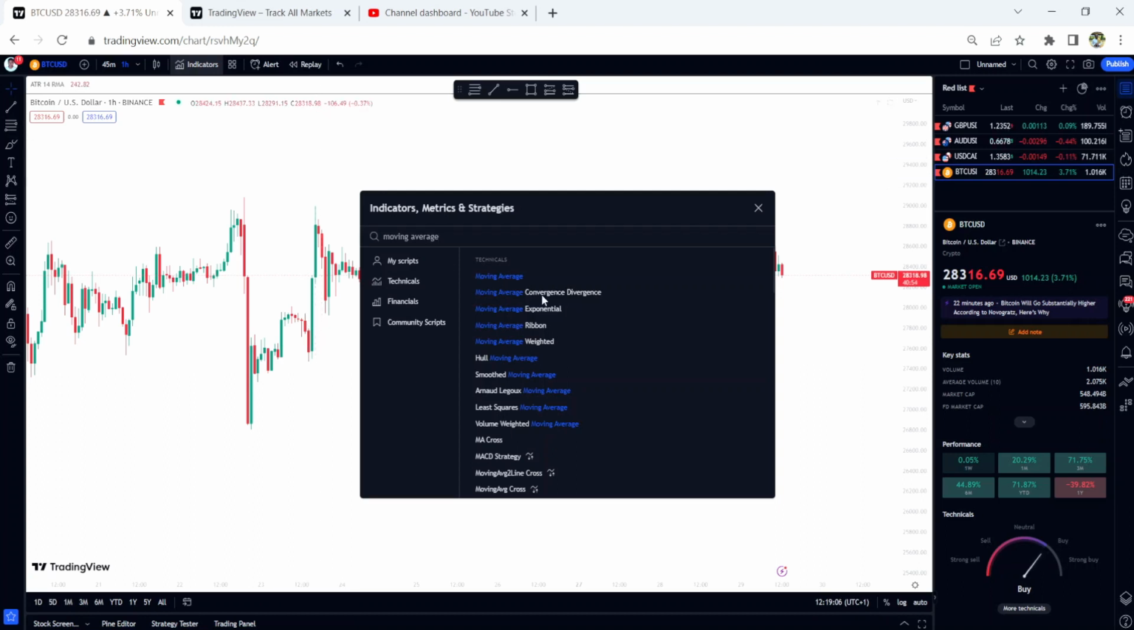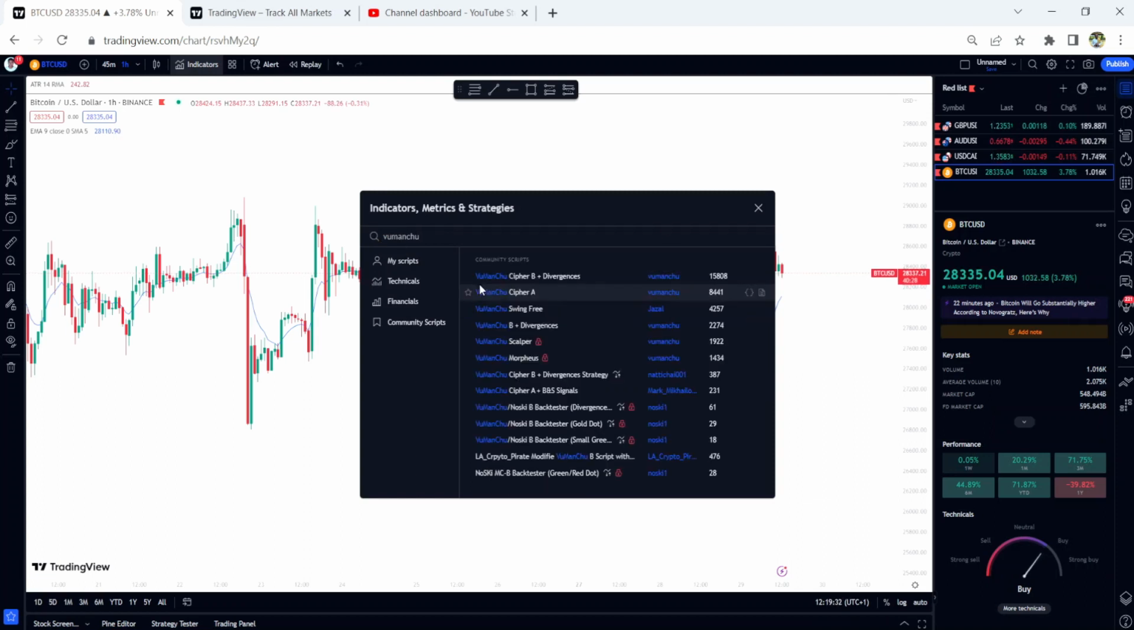So the next thing you need to do now is to click on exponential moving average. This is the particular one I'll be making use of. Once you click on it, it will pop up on the screen as you can see right here. The next thing you need to do now is to wipe off this moving average, then type in Wu Manchu. We're making use of Wu Manchu Cipher B plus divergence by Wu Manchu. Wait for it to load, and this is how the indicator looks: Wu Manchu Cipher B plus divergences by Wu Manchu 15808. Then click on it and wait for it to load on the screen.